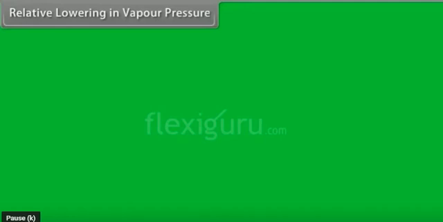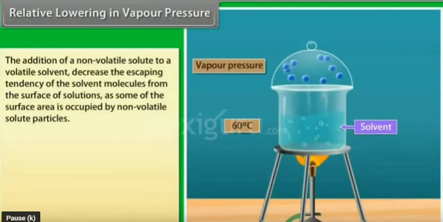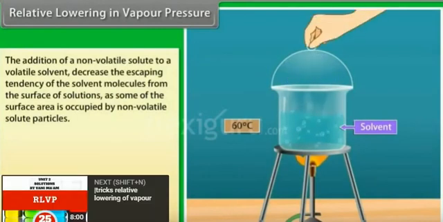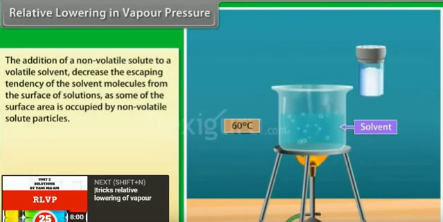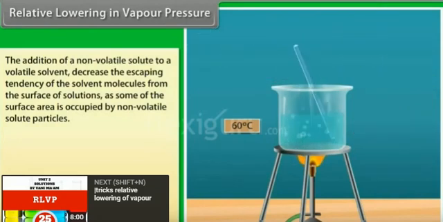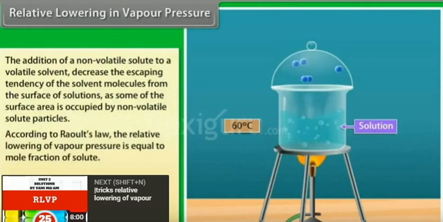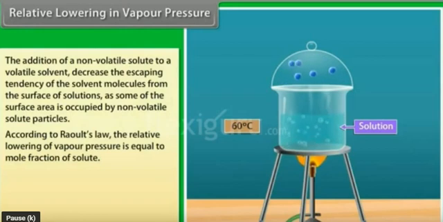Lowering in vapor pressure. The addition of a non-volatile solute to a volatile solvent decreases the escaping tendency of the solvent molecules from the surface of solutions, as some of the surface area is occupied by non-volatile solute particles. According to Raoult's law, the relative lowering of vapor pressure is equal to the mole fraction of solute.